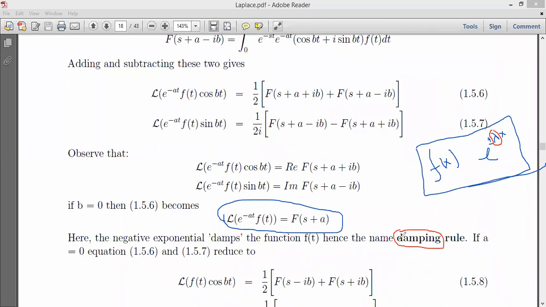So when we talk of the damping rule, this so-called damping rule is embedded in that exponential term. That's why we say that the negative exponential damps the function f of t, hence the name damping rule. Even if we remove this one and we say damping, it is the same. Then the question is, if the damp goes to 0, what would that imply?